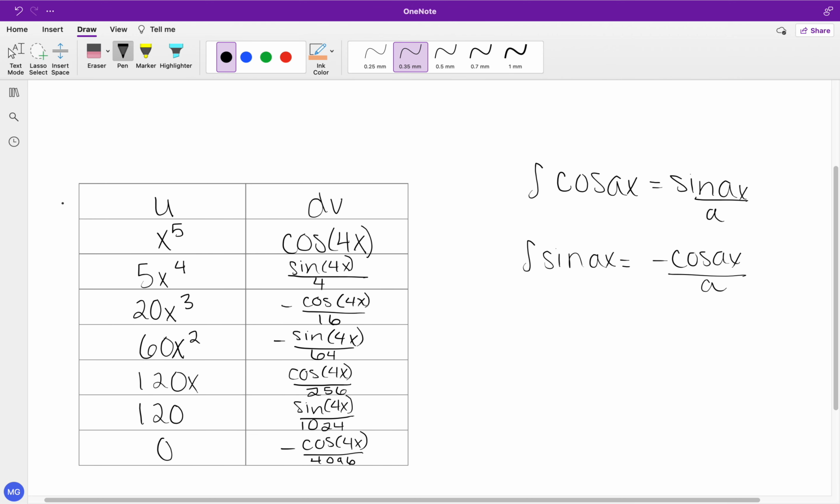From here, we can list our negatives and our positives. We always start with positives. The negative, positive, negative, positive, negative, and positive. Then from here, we can multiply. With the tabular method, we multiply this with this value, this with this value, so on and so forth.